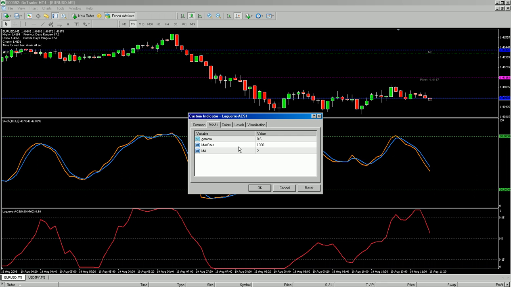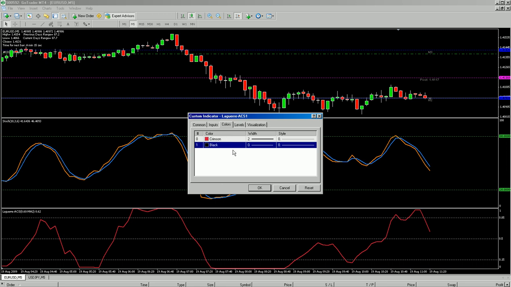Now it's a custom indicator which is easily found anywhere for free on Google. I'm not sure how you pronounce it, Laguerre ACSI. Here's the settings: Gamma 0.6, maximum bars 1000, MA2. I've just got the one line coloured crimson, that red sort of looking line there.